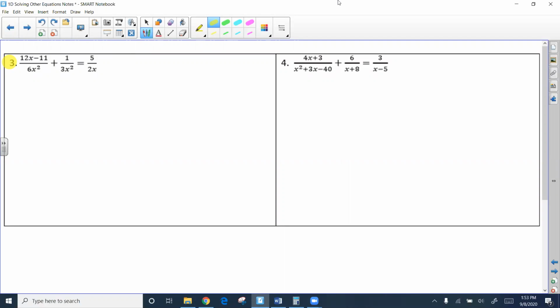We have 12x minus 11 over 6x squared plus 1 over 3x squared equals 5 over 2x. All right, so write this one down in your notes. Number 3, 12x minus 11 over 6x squared plus 1 over 3x squared equals 5 over 2x.